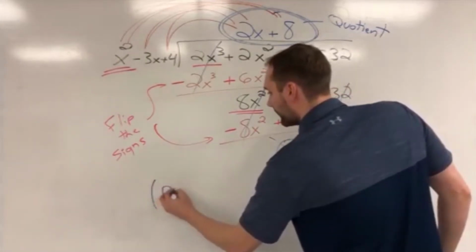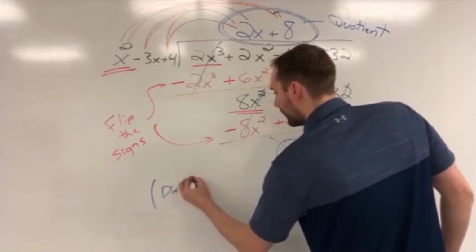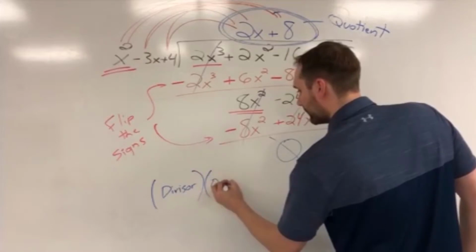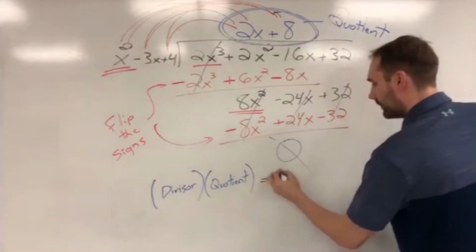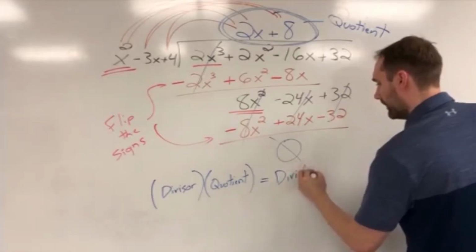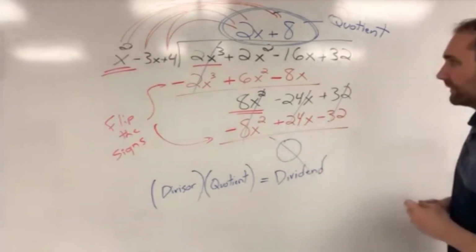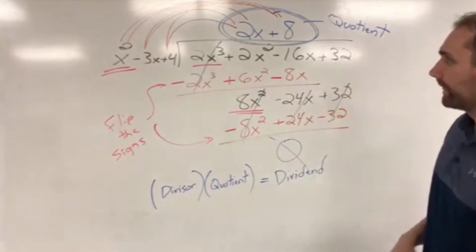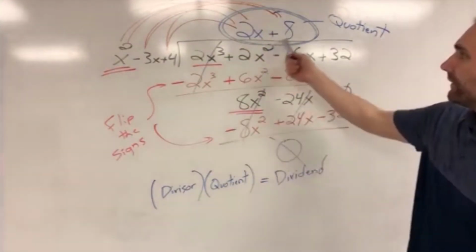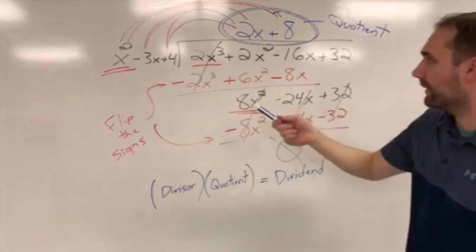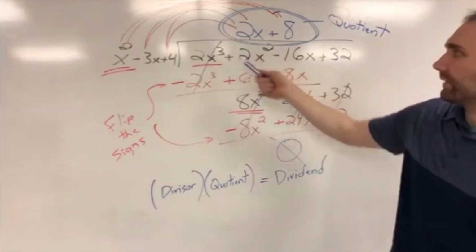So the divisor, multiply that by the quotient, should equal the dividend. Because now I'm just going backwards. So divisor by quotient equals the dividend. Multiply 2x plus 8 by x squared minus 3x plus 4 should give me this cubic function.